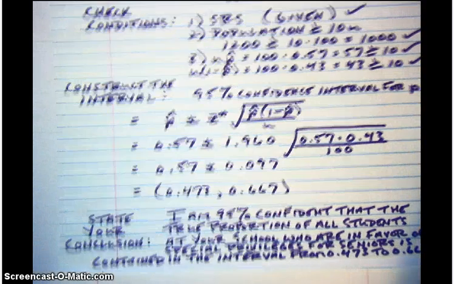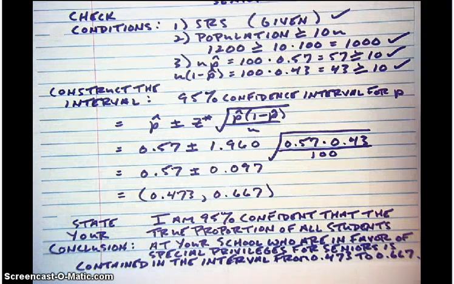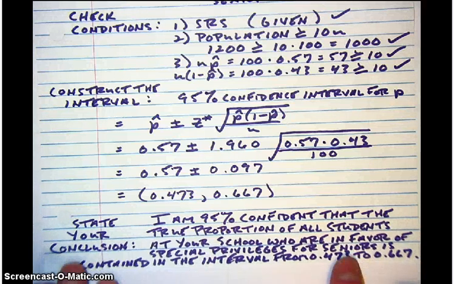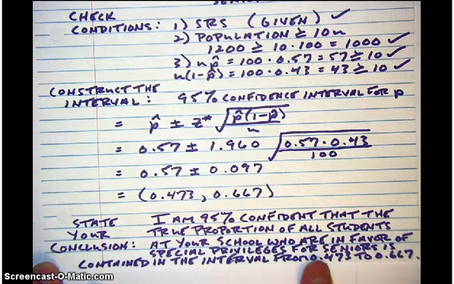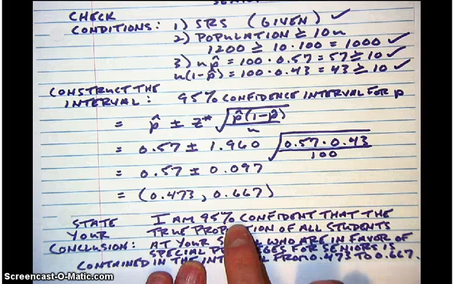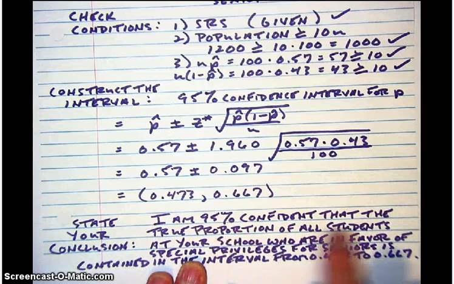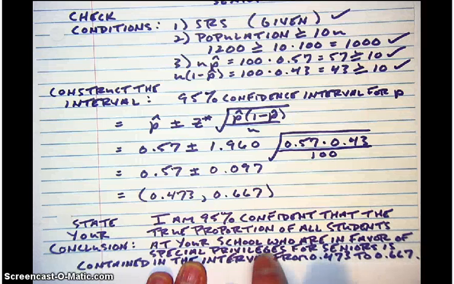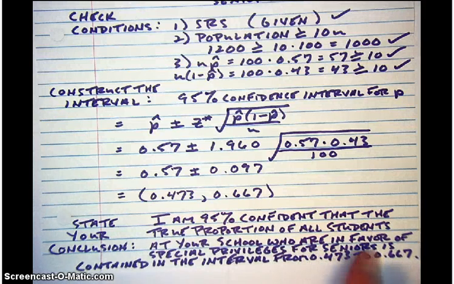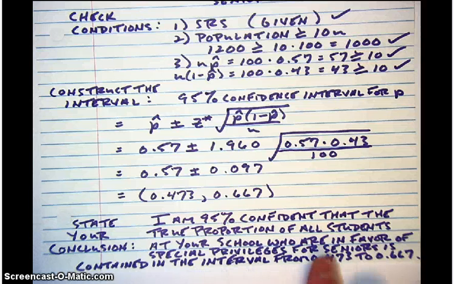And then the conclusion that we want to write, they're always going to have this kind of format. I am 95% confident that the true proportion of all students at your school who are in favor of special privileges for seniors is contained in the interval from 0.473 to 0.667. You always want to say how confident you are. You always want to say what the parameter is that you are estimating. Here we're estimating the true proportion of all students at your school who are in favor of special privileges for seniors. And then say is contained in the interval from, and then give your lower bound to your upper bound.